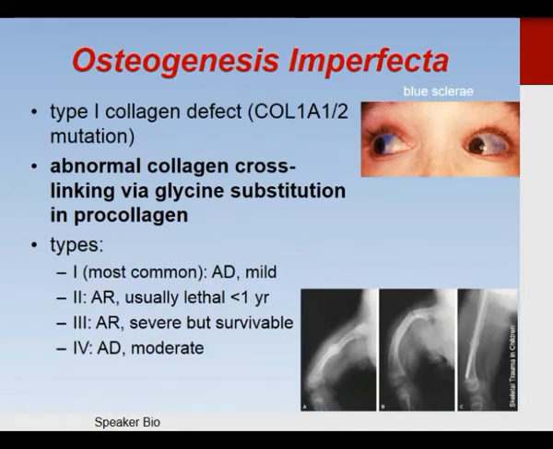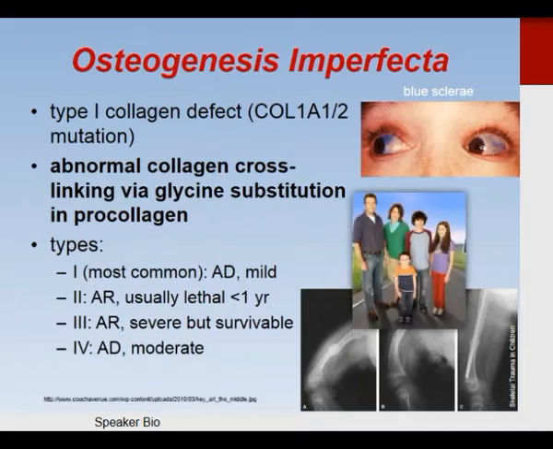There's several different types. Type 1 is the most common. If you ever watch the TV show The Middle, the child in the middle has type 1 osteogenesis imperfecta. This is an autosomal dominant condition. It's a mild manifestation of this. These patients have easily broken bones.